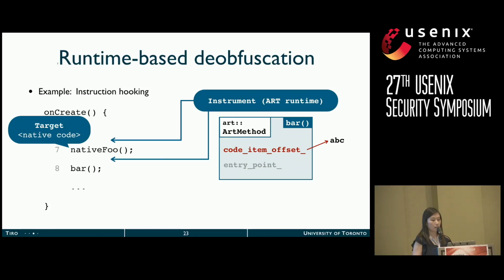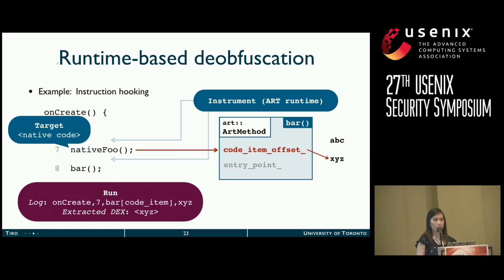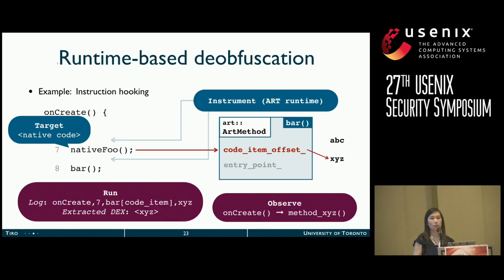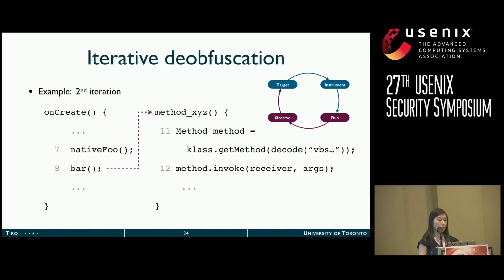And when native foo executes, it changes the state so that the code pointer for bar now points to a different sequence of instructions that will get executed. When Tiro runs this code and triggers that path to native foo, this instrumentation will log that in the onCreate method, at the location where native foo is returning back into Java code, the code pointer for bar has been modified, and it'll extract this new bytecode for the bar method. And finally, we model this new bytecode with a synthetic method, and then model the flow from onCreate to this new method. And since Tiro is iterative, this runtime information can be passed back into static analysis.